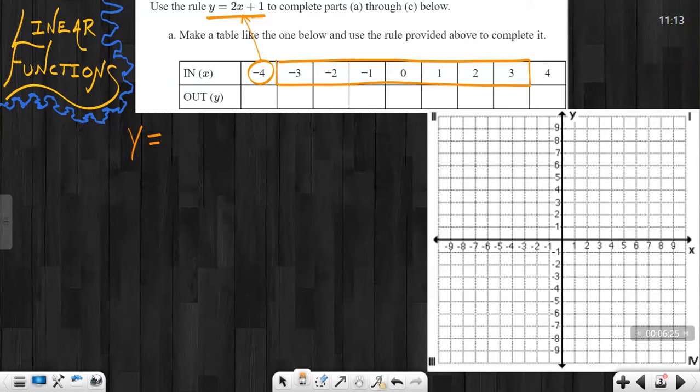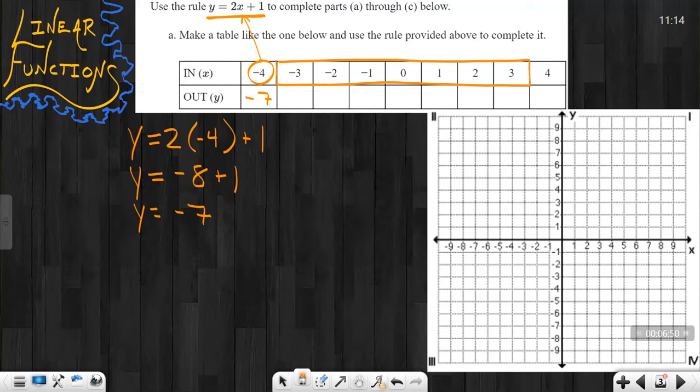But just take this value, and we're just going to plug in 2 times -4 plus 1. Notice I replaced x with parentheses and substituted -4. That's our skill evaluating expressions as you saw in Chapter 2. Now, when I take that, I plug it into my calculator or I work it out by hand, and I find that y is going to be equal to -7, and I plug that into my table.